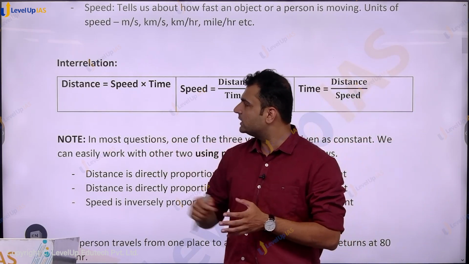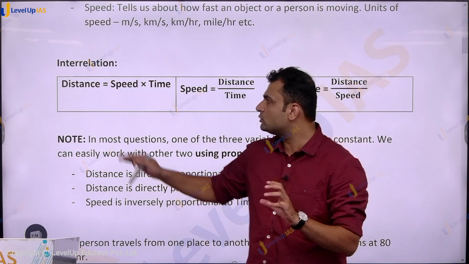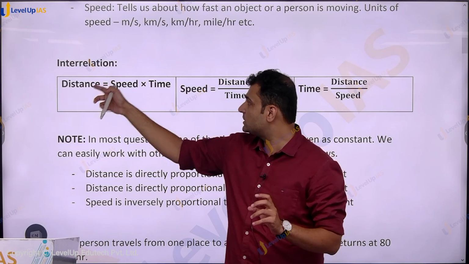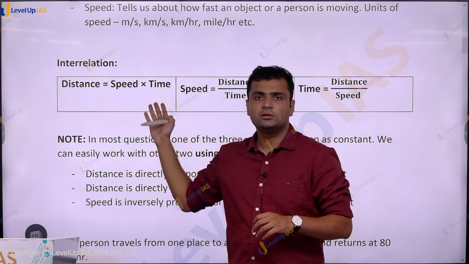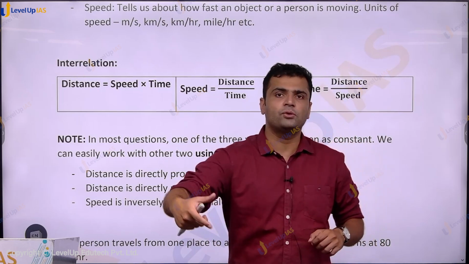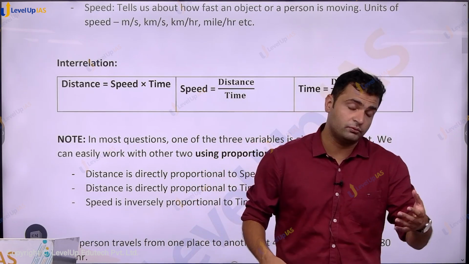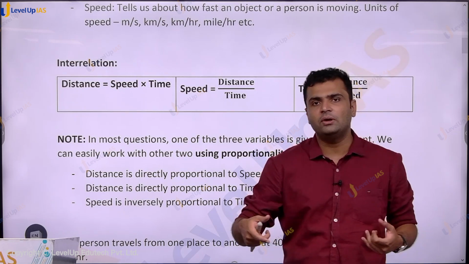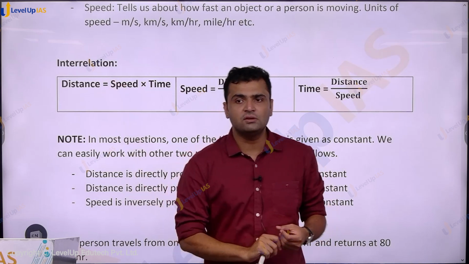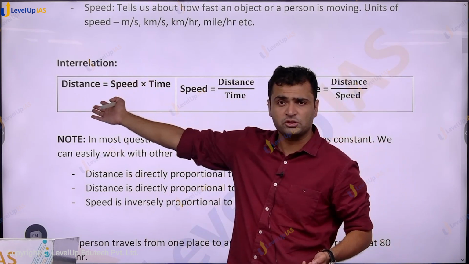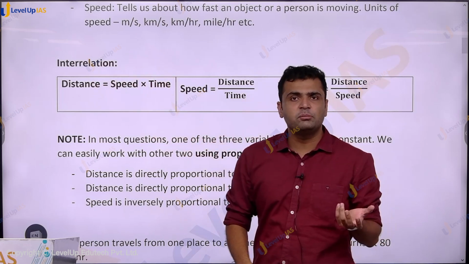From here, we can say that if a person is going at a constant speed, if the speed is not changing, then distance and time are directly proportional. Meaning, the one who travels for longer will reach farther. The one who travels for shorter time will travel shorter distance. And the ratio between them, distance and time, is constant, which is speed. This is direct proportionality.